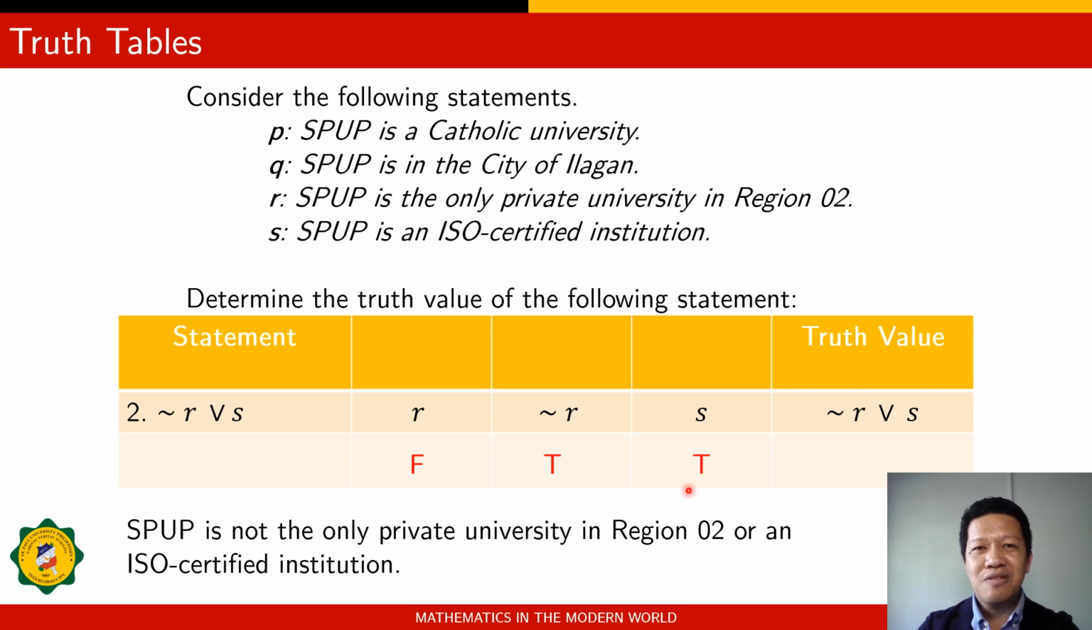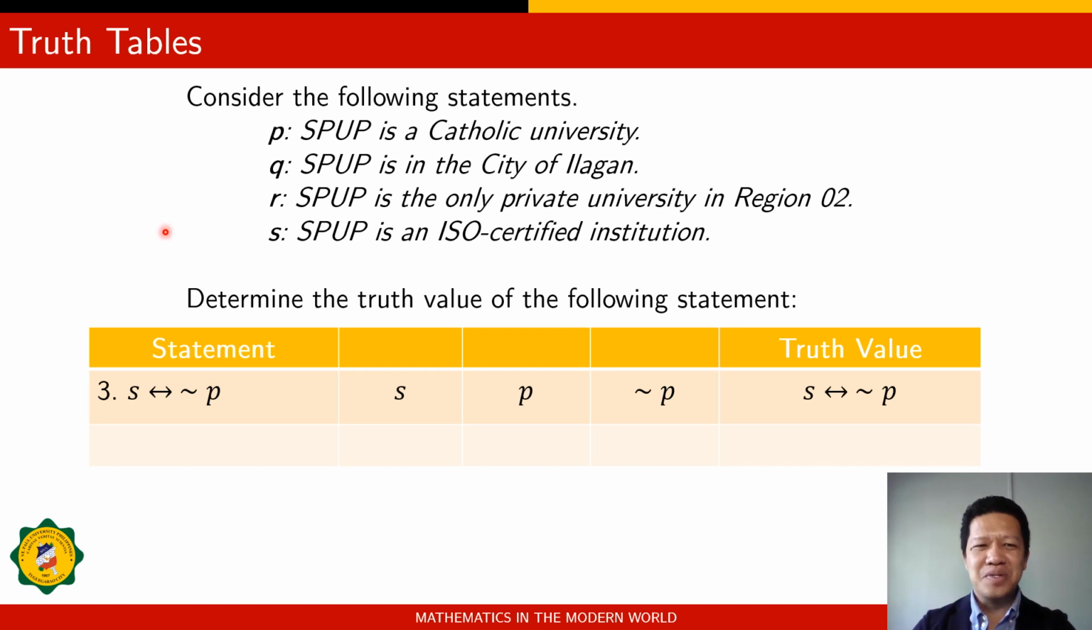Using the truth table for disjunction, we know that a disjunction is actually true if at least one is true. But in this statement, both simple statements are actually true. Therefore, the disjunction is true. And we can conclude that this compound statement, SPUP is not the only private university in Region 2 or an ISO certified institution, is actually a true compound statement.